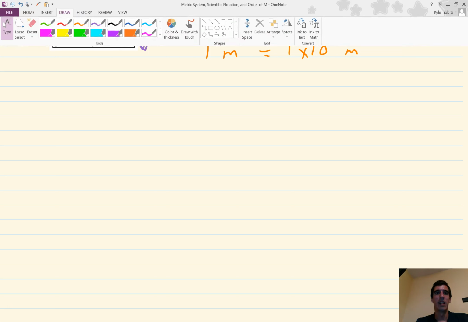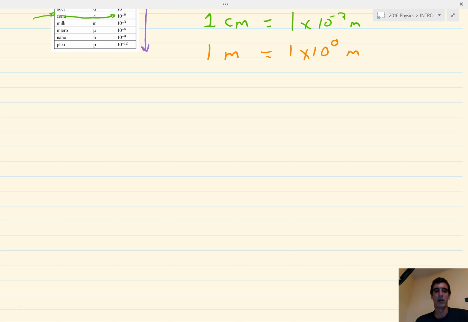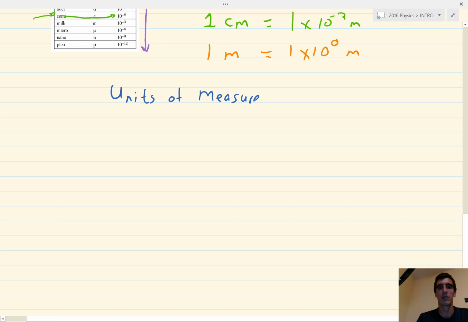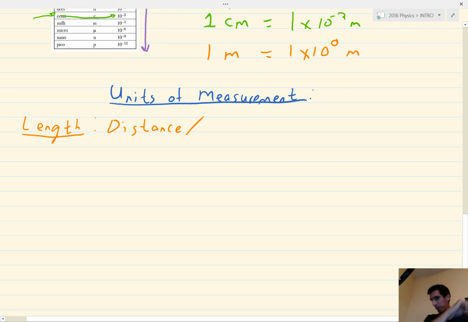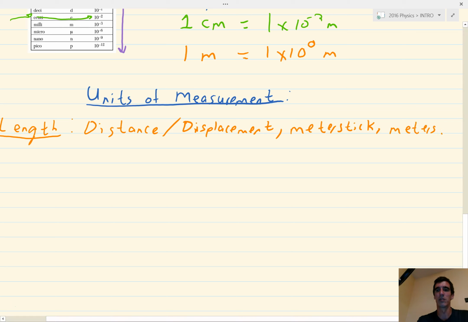All right, moving on. Now let's look at units of measurement. The first one we'll look at is length. Length, as we may or may not know, measures distance, which we've heard of, and it also measures displacement, which is going to be a new word that we'll learn next week. To measure distance, or displacement, or length, we use a meter stick. And its units are meters, or just M for short.